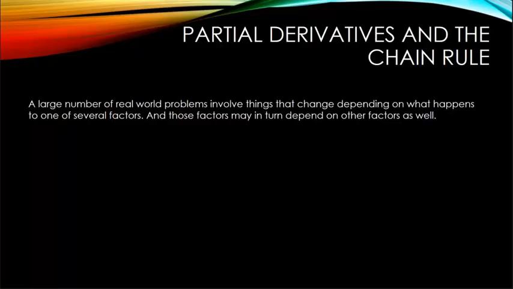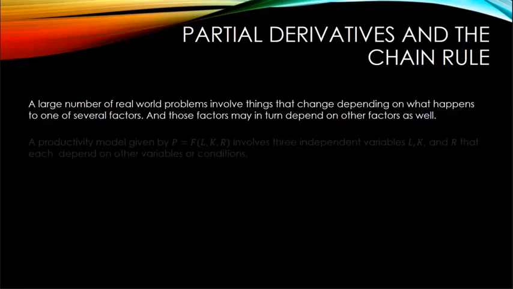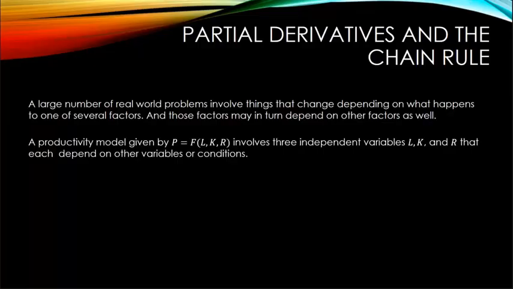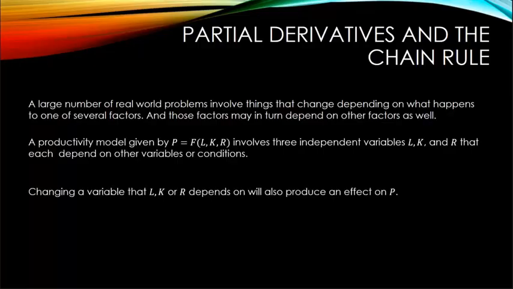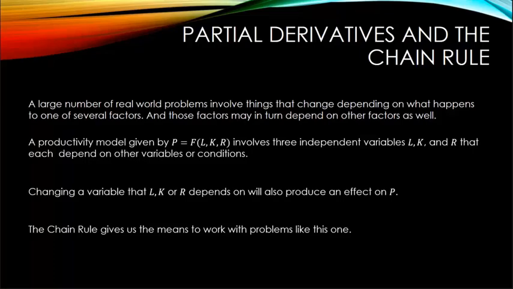And those factors may in turn each depend on other factors as well. For example, a productivity model that's given by P = f(L, K, R) involves three independent variables, L, K, and R, that will each depend on other variables or conditions themselves. Changing a variable that L, K, or R depends on is also going to produce a change in P. The chain rule is what is going to give us the ability to work with problems like this one.